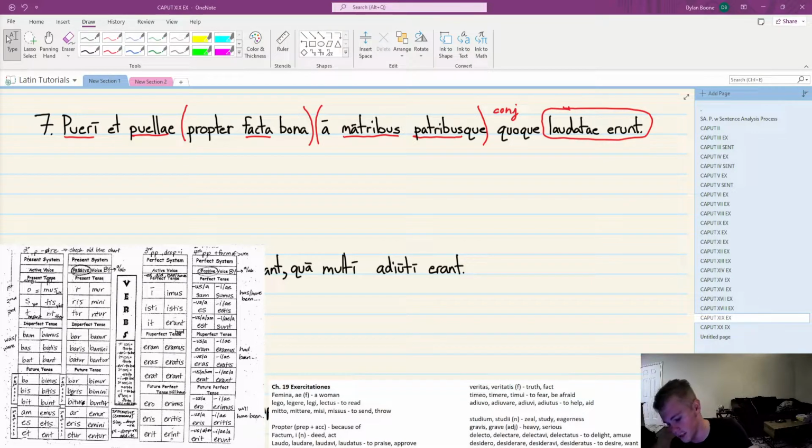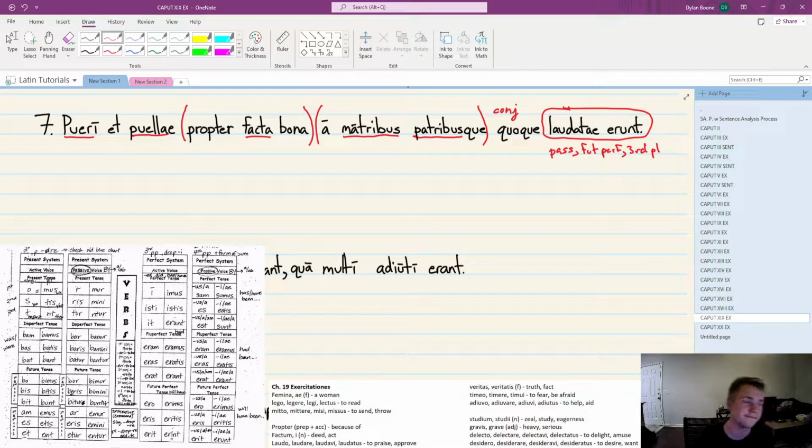If you go to the very bottom right, you can see that it's the ending on the fourth part plus a form of sum. The form of sum which we have is erunt. So very bottom right, you'll see that this is a future perfect of some sort. So we know now that this is passive, future perfect, third person, plural. We do know all that about it.